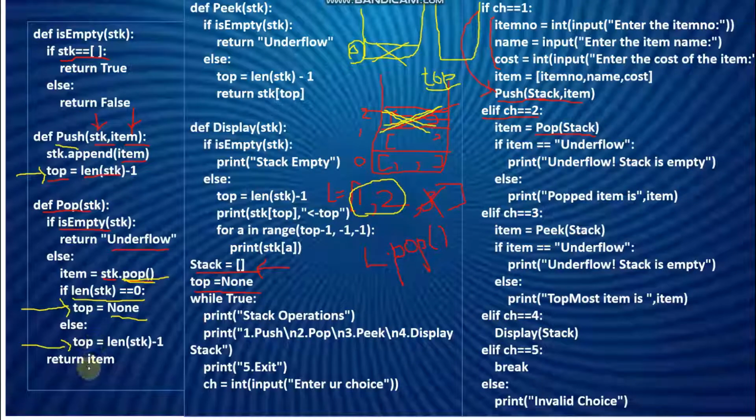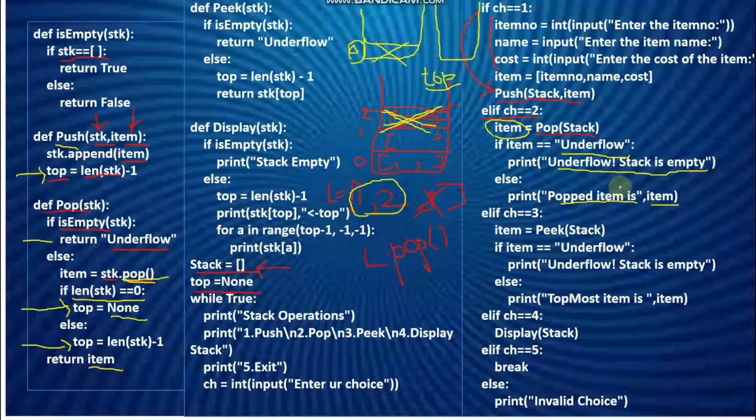So what is being returned here? Here I'm returning the item which is being popped out. This item contains the item which is being removed. And if it stops over here, I'll be having underflow as my return type. If my item is equal to underflow, I'm going to print on the screen that the stack is empty. Otherwise, I'm going to print the popped item, whatever item is being taken out from the stack, which is being returned here.